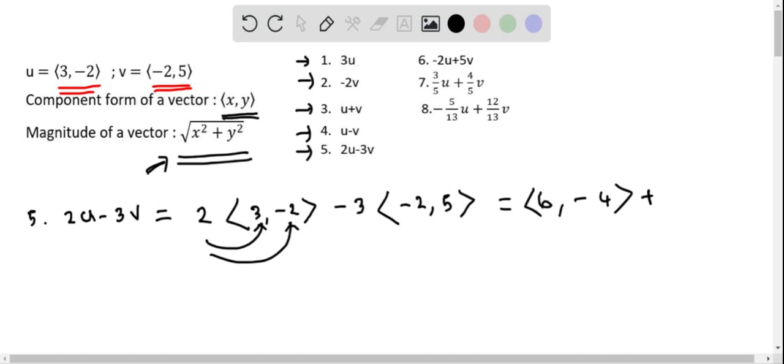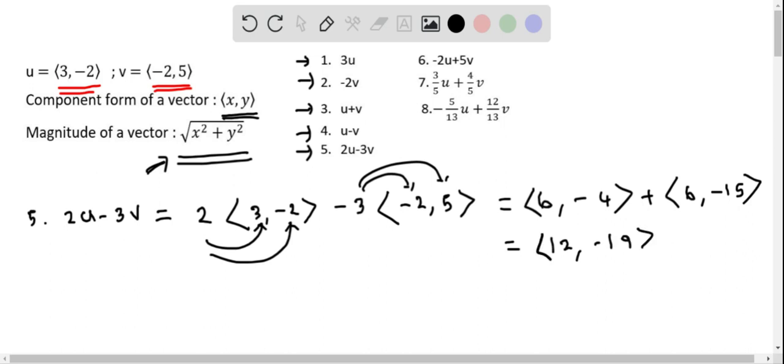Plus, I am going to put plus because I'm going to multiply this negative 3 inside the numbers. So negative 3 times negative 2 is positive 6. And negative 3 times 5 is negative 15. So now we can consider this as something like a vector addition. 6 plus 6 is 12. And minus 4 minus 15 is minus 19. So this is the component form of 2u minus 3v vector.